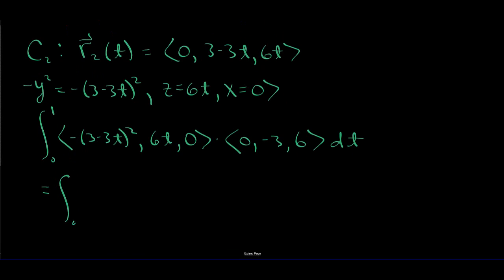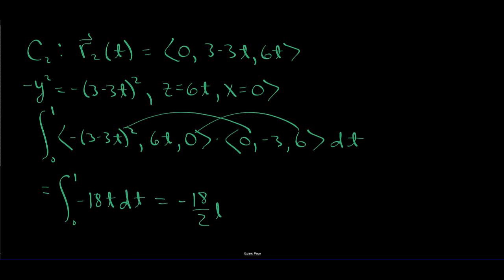If we go ahead and find the dot product, okay, these ones will be 0, and this will be 0, and here we just have negative 18t and we're ready to integrate. So here we go. We've got negative 18 over 2t squared from 0 to 1, and that's negative 9. So that takes care of C2.